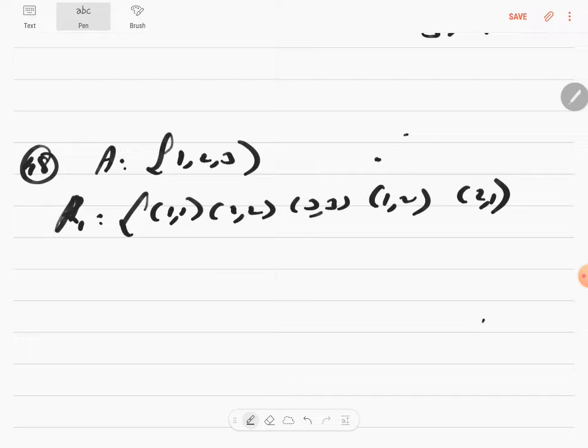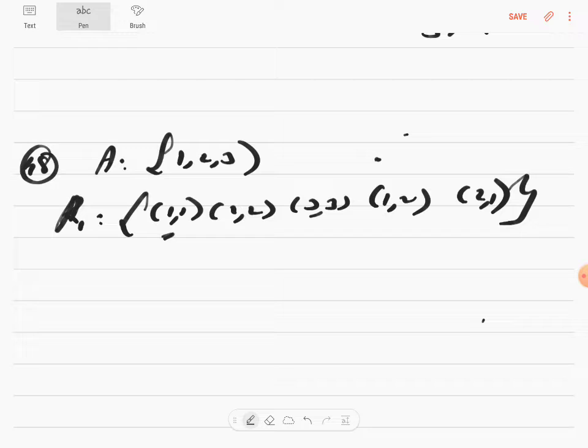(1,2) and (2,1) are compulsory there. Which means (1,1) is there, so this is already an equivalence relation, symmetric also. Transitive? Yes, it's transitive also, so it's an equivalence relation.